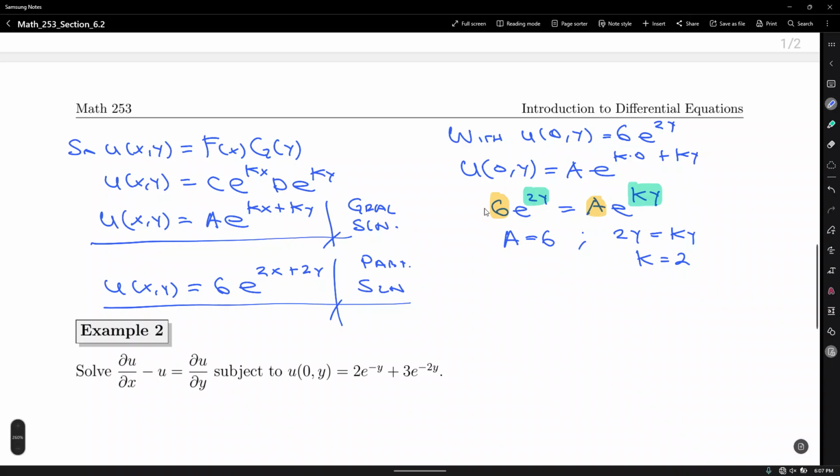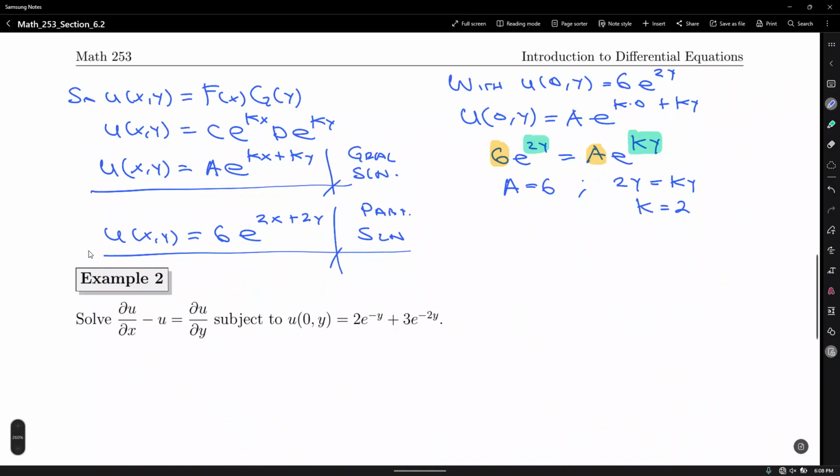All right, guys. So example number 2 and last example for this section. Okay, remember that first partial differential equation we looked at the beginning of the previous section? Now we're going to learn how to solve that PDE. That is, the partial of u with respect to x minus u equals the partial of u with respect to y, with the initial condition, or subject to u(0, y) equals 2e^(-y) plus 3e^(-2y). All right. Let's solve this problem.